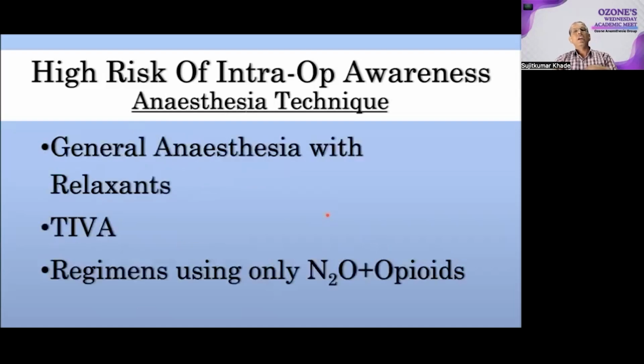These are the anesthesia techniques with high risk of intraoperative awareness. So general anesthesia with muscle paralysis dramatically raises the risk because patients cannot move to signal a light plane of anesthesia. Total intravenous anesthesia, particularly propofol infusion without volatile anesthetic agents, has higher awareness rate than inhalation general anesthesia. Regimens using only nitrous oxide and opioids without any hypnotic agent will also increase the risk of intraoperative awareness.